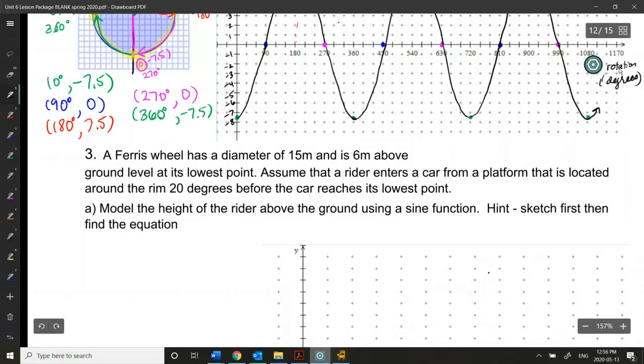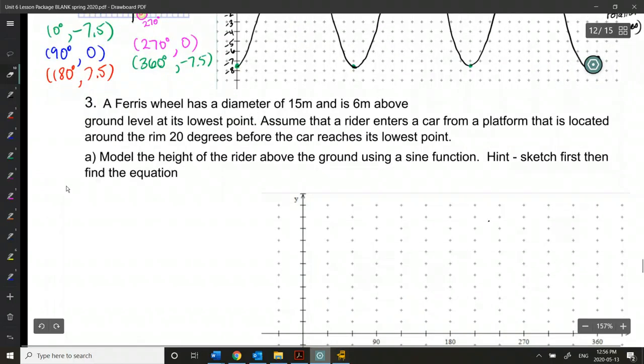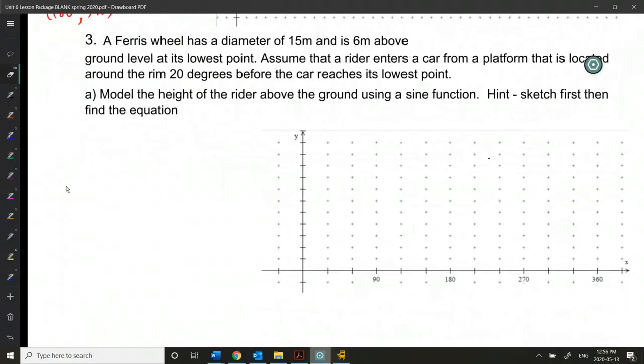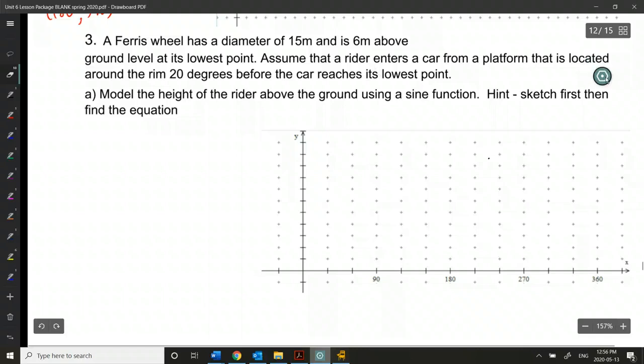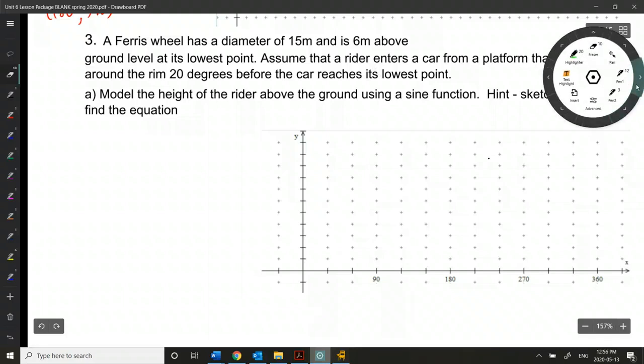Okay, now we can also track, rather than horizontal and vertical displacement from the center, horizontal and vertical displacement from the ground. So in this last example, we're going to take a look at a Ferris wheel, and we're going to track the height of the rider above the ground using a sine function. First, we're going to create a picture of what's going on with our Ferris wheel.